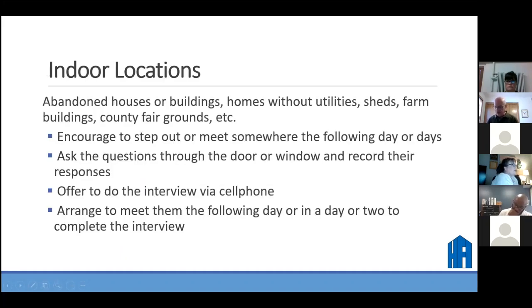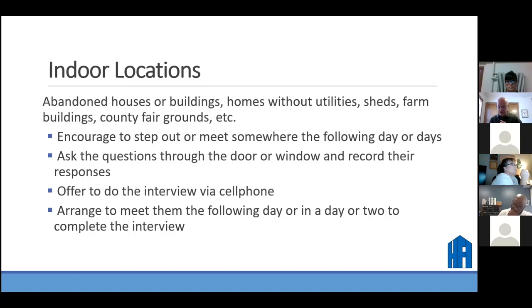On the next slide, as I mentioned with Ottumwa, there are some communities where there are indoor locations where folks are living. That's where you're finding them, and it could be any of these things that are listed.